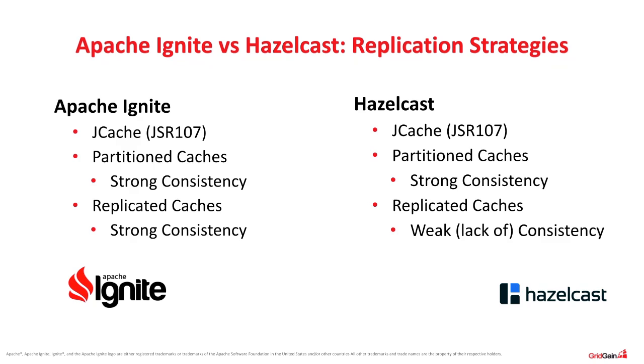So for partitioned caches, both Ignite and Hazelcast support strong consistency. However, there's also a concept called replicated caches, or in Hazelcast they're called replicated maps, where data is actually not partitioned but replicated across all the nodes. So if we take our example where we have 10 cluster nodes and each node having 100 gigabytes of RAM, in the partitioned case we could cache a terabyte of data, but in a replicated case we are able to cache as much as one node can cache. So we would be able to cache 100 gigabytes of data.